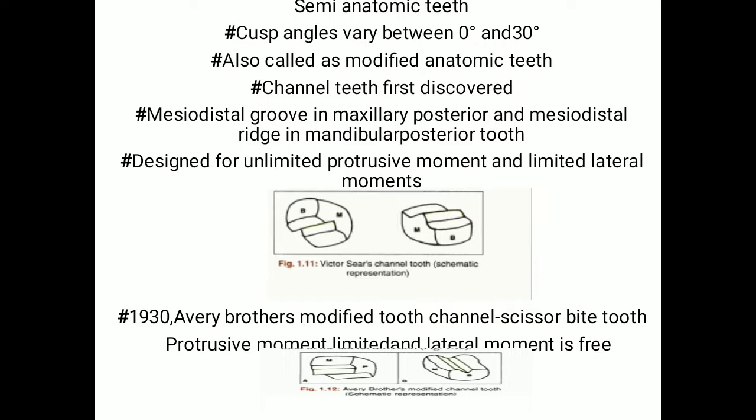The next discovery is in 1930. Avery Brothers discovered a modified channel tooth, that is called the scissor bite tooth. In this scissor bite tooth, protrusive movement is limited and the lateral movement is free. This one is the channel teeth, first discovered, and the second one is the scissor teeth.